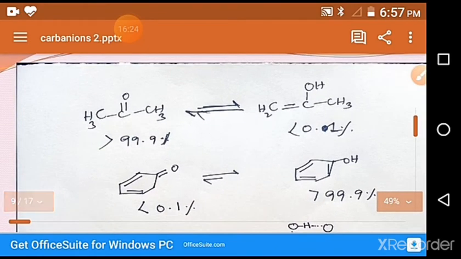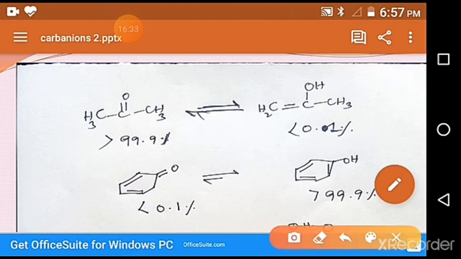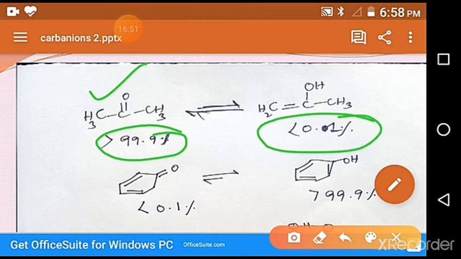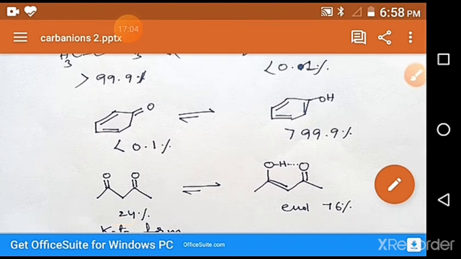When you look at the percentage concentration of different keto and enol proportions, generally keto forms are more stable than enol forms. In certain cases enol forms are also stable, and we can isolate and separate them. So in acetone, 99.9% is the ketone form, and only 0.1% is the enol form. Why? Because the enol is unstable. The keto is stable.